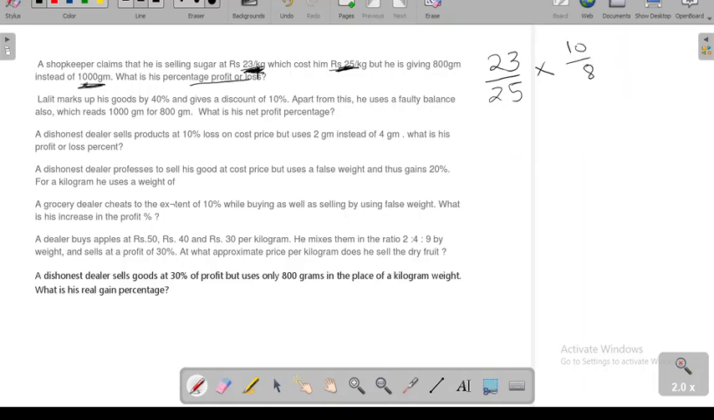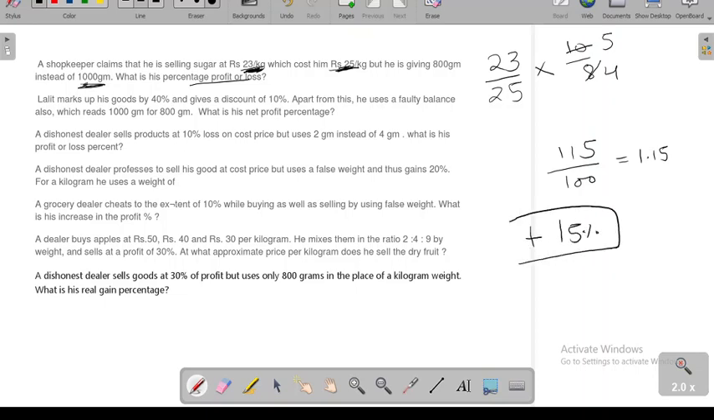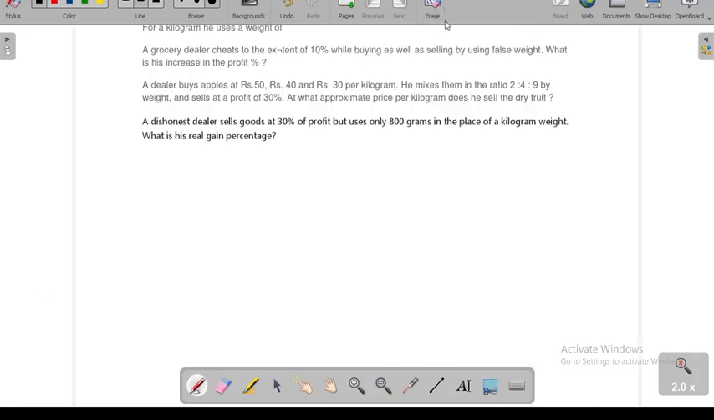What is his percentage profit or loss? This is 5 and this is 4. So if you do 23 into 5, that is 115 divided by 100. So your answer is 1.15. That clearly means there is 15% of profit, positive 15% of profit. So let's see what is next question.